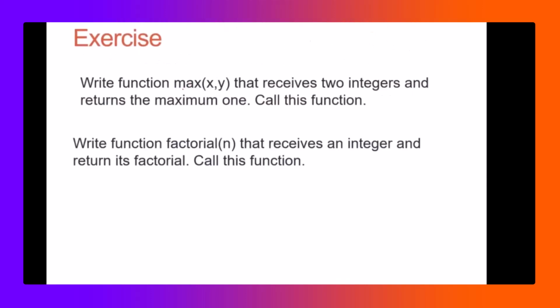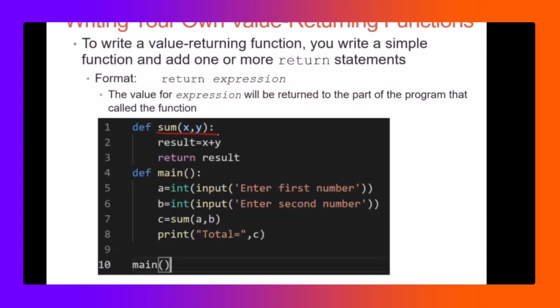This is very simple here. Write a function max xy that receives 2 integers and returns what? Can we do it? And write a function factorial x that receives an integer and returns what? Already done. What's this? Sum. It calculates the sum of what? And returns what? Do you get this? Here when you call sum a b, a will be what? X, right? And b will be what? And result will be c. Do you agree? And then you print the total.